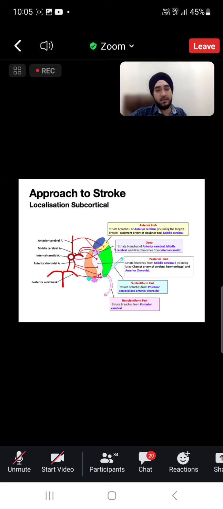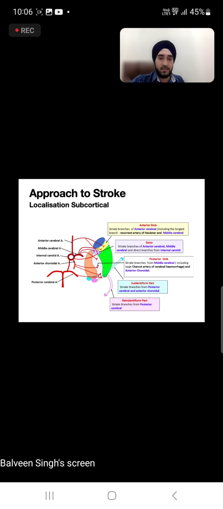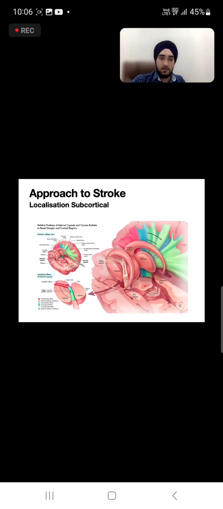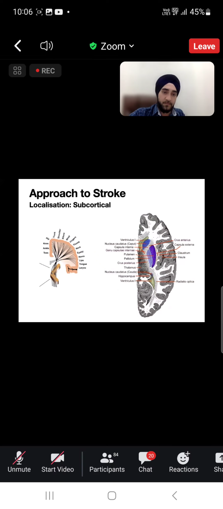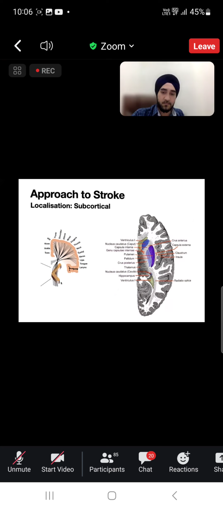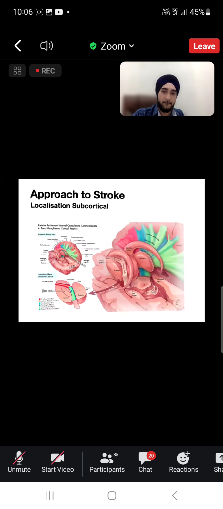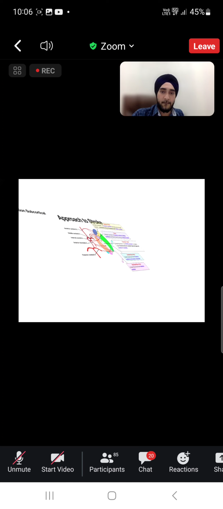So the internal capsule again has different parts. I told you, boomerang: the boomerang is the internal capsule. It has an anterior limb, then a genu, and a posterior limb. So this is the anterior limb. The place where it takes a turn is called the genu, and then it has a posterior limb.